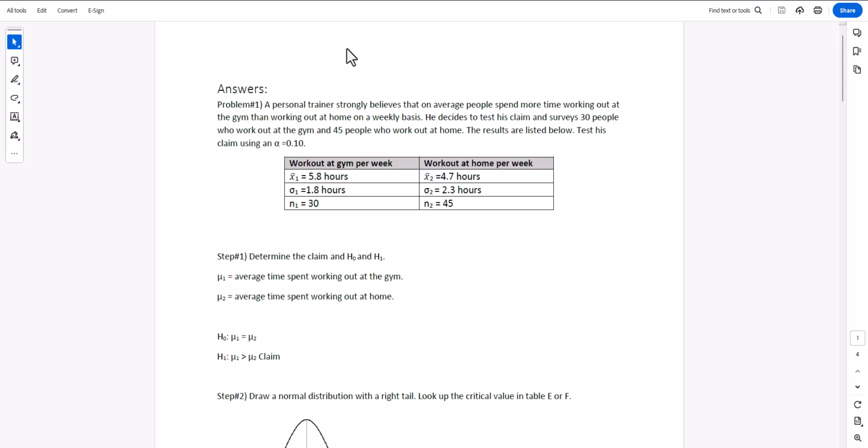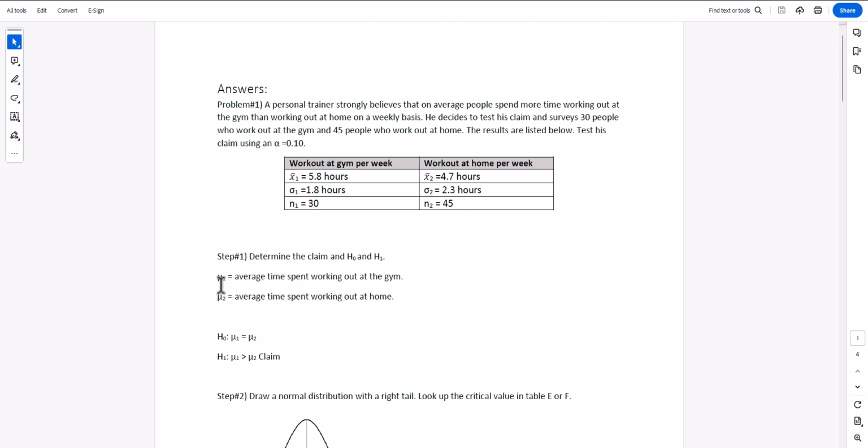He decides to test his claim and surveys 30 people who work out at the gym and 45 who work out at home. The results are listed below. Test the claim at alpha equal to 0.10. We have the summarized data presented in this chart.